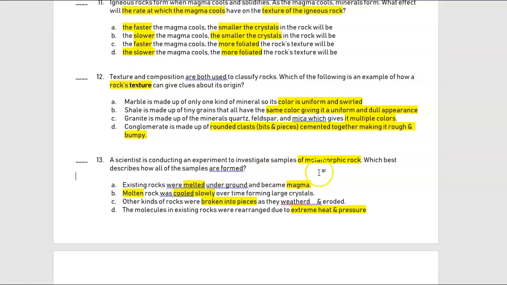Which of the following answer choices best fits a description of metamorphic rock? Existing rocks were melted underground and became magma. Molten rock was cooled slowly over time, forming large crystals. Other kinds of rock were broken into pieces as they weathered and eroded. Or D, the molecules in existing rocks were rearranged due to extreme heat and pressure.